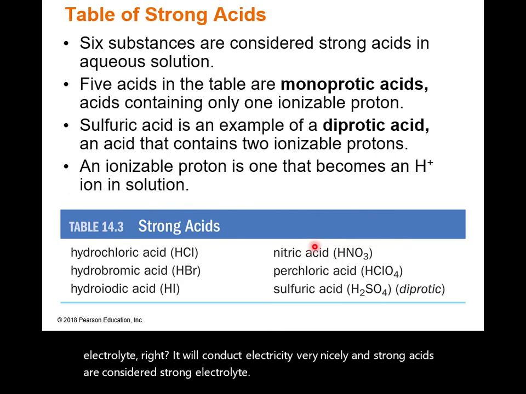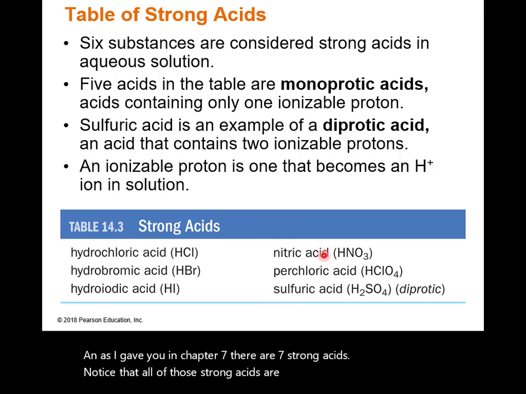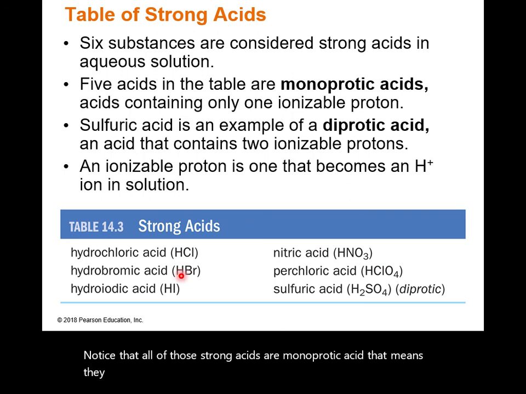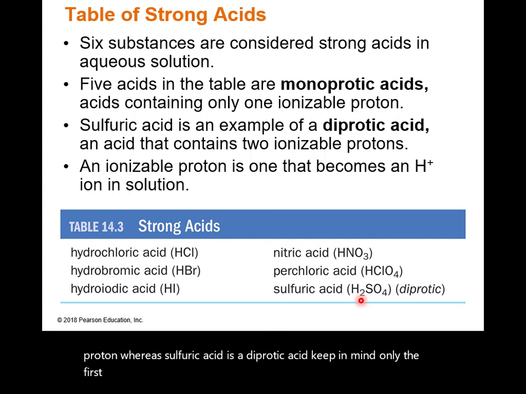And as I gave you in chapter 7, there are 7 strong acids. In addition to these 6, I want you to add chloric acid, HClO3. Notice that all of those strong acids are monoprotic acids. That means they have only one acidic proton: HCl, HBr, HI, HNO3, and HClO4, one proton. Whereas sulfuric acid is a diprotic acid. Keep in mind, only the first proton is strong. The second is not.